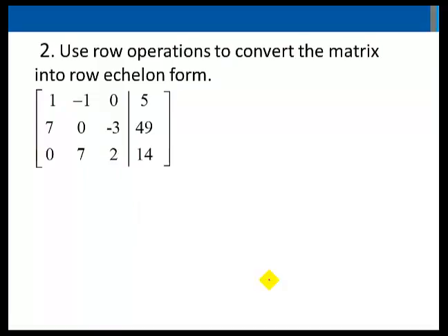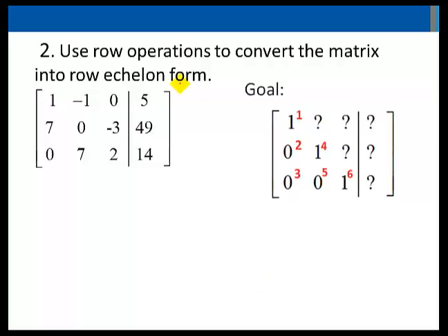Let's use row operations to convert this matrix into row echelon form. I have a guide here. I want to first of all get a 1 in row 1, column 1, followed by zeros below. Next, get a 1 in row 2, column 2, followed by a 0 below. And last of all, a 1 in row 3, column 3. Okay, so let's start with row 1, column 1. We already have a 1.